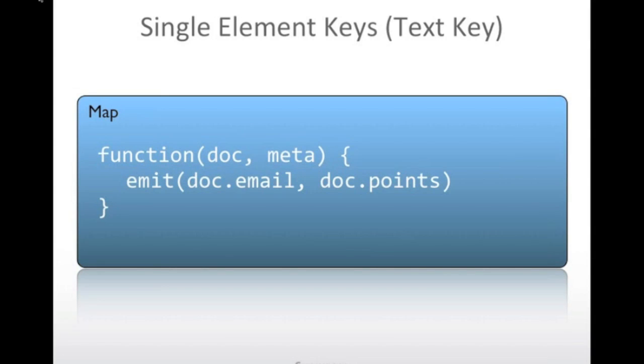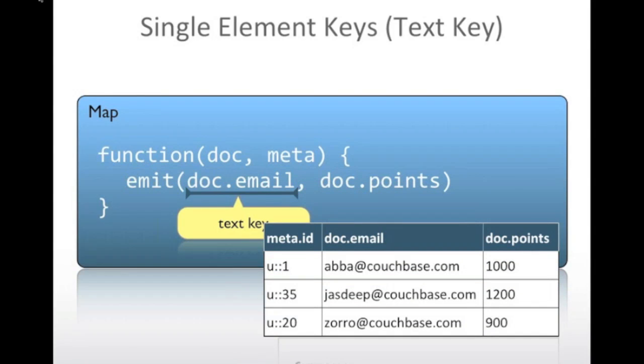So here's a sort of single element key. In this case, what I want to do is query the email address, and it's a string-based key. And I also want the user's points as a value. And on every row here, or every node in my B tree, I also get the document ID. So I actually know the document ID for every row. I don't have to output that, the meta ID. It's included in my view results when I query it. So in this case, I'm querying doc.email, and I also get the value of doc.points, the current value of doc.points.